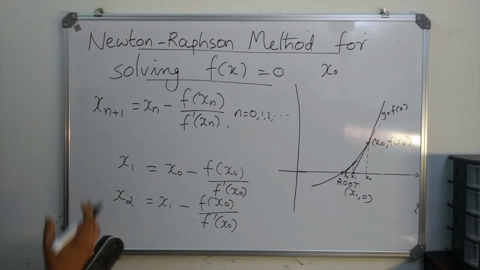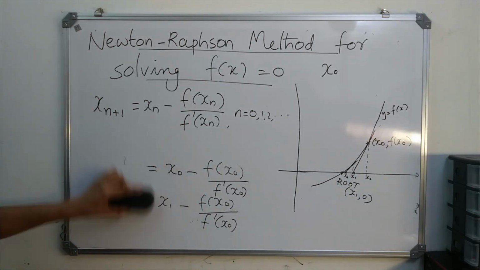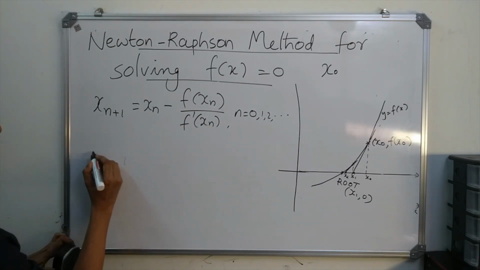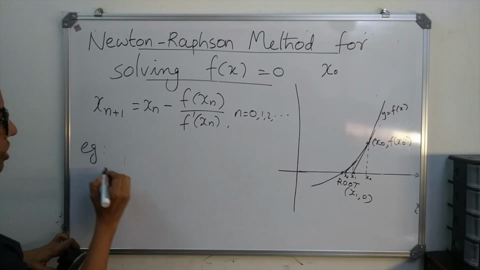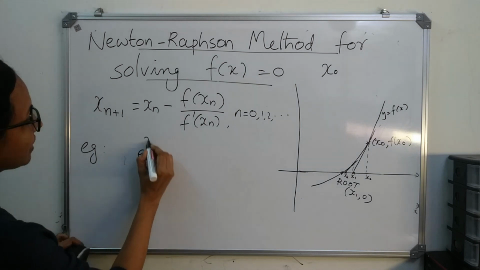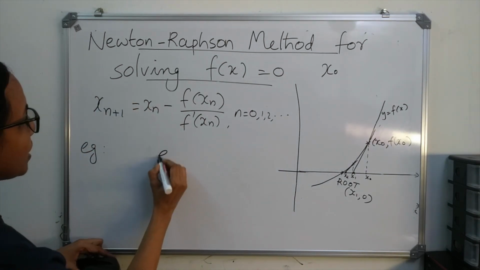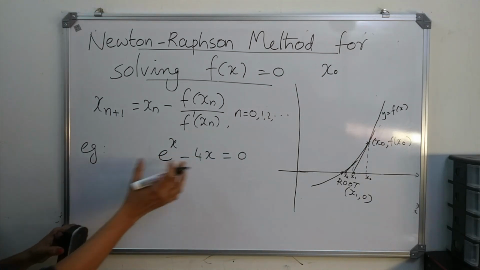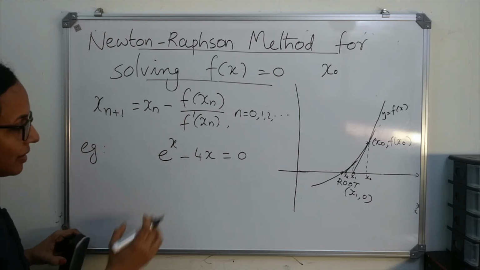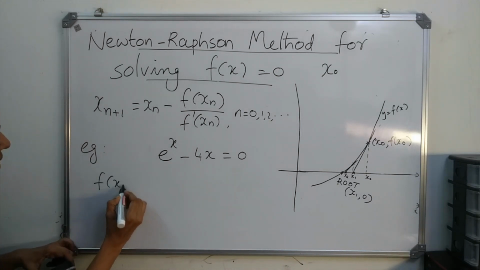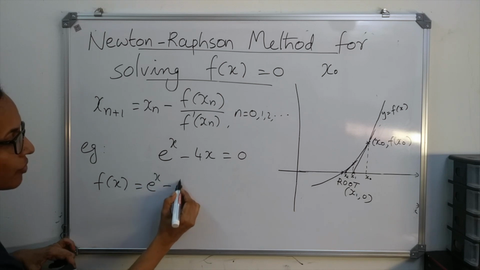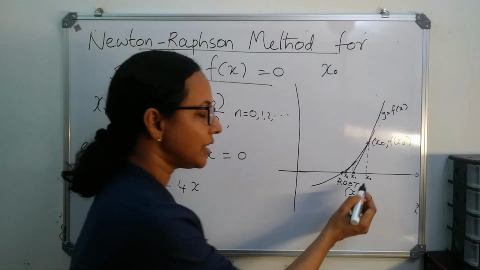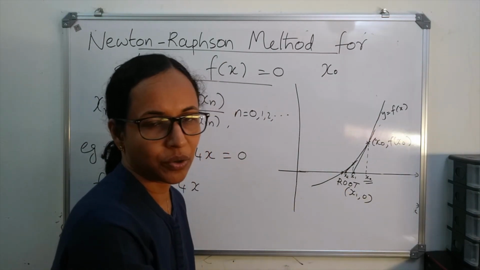Now I'll explain this using an example. Suppose you have to find the positive root of the equation e raised to x minus 4x equals 0. So I'll take f of x as e raised to x minus 4x. In this case, we first have to find the initial approximation, that is x naught.